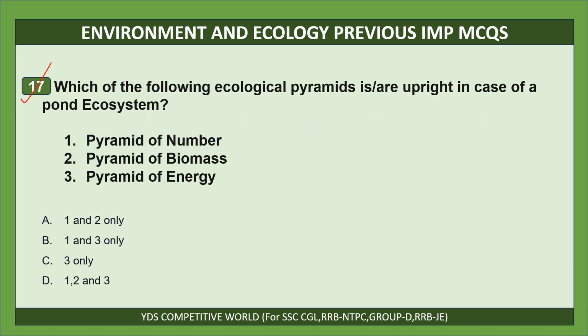17th question. Which of the following ecological pyramids is upright in the case of a pond ecosystem? 1. Pyramid of number. 2. Pyramid of biomass. 3. Pyramid of energy. Option A, 1 and 2 only. Option B, 1 and 3 only. Option C, 3 only. Option D, 1, 2 and 3.